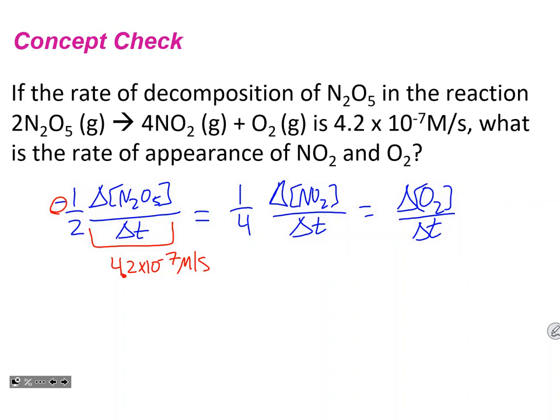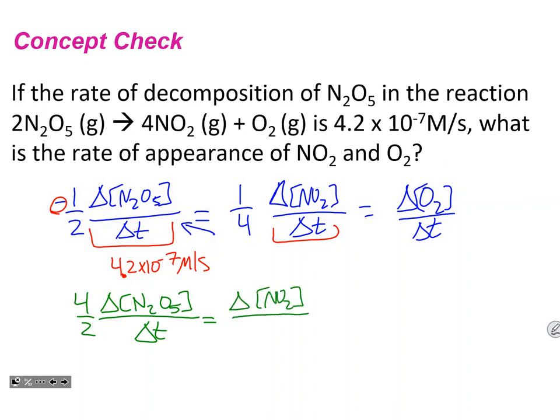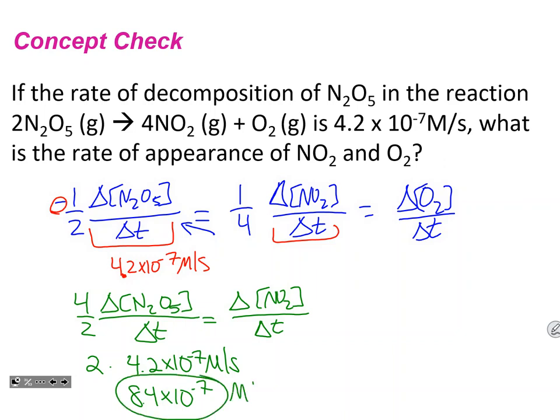So if I'm really comparing it and want to know what this one is, all I have to do is move the 4 over across, and I would have 4/2 of the dinitrogen pentoxide is going to be equivalent to the nitrogen dioxide rate. So really 4 over 2 is really just 2 times 4.2 times 10 to the minus 7 molar per second, which is going to be 8.4 times 10 to the minus 7. Don't forget your unit, molar per second. Pretty easy.